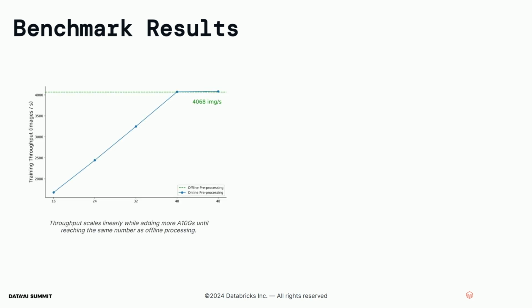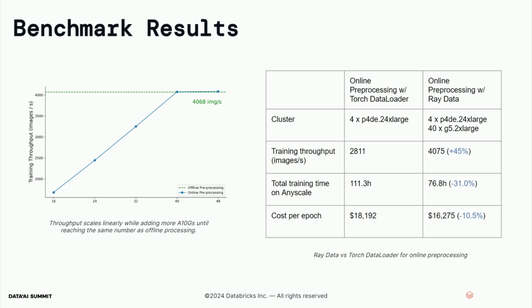Okay, we also did some benchmark results for this online pipeline. First of all, the first experiment is that if we fix the number of A100s, the training throughput can scale linearly while we add more A10G nodes. And the table on the right side shows a comparison of some key metrics between using Ray Data versus using the torch data loader for the online preprocessing job.